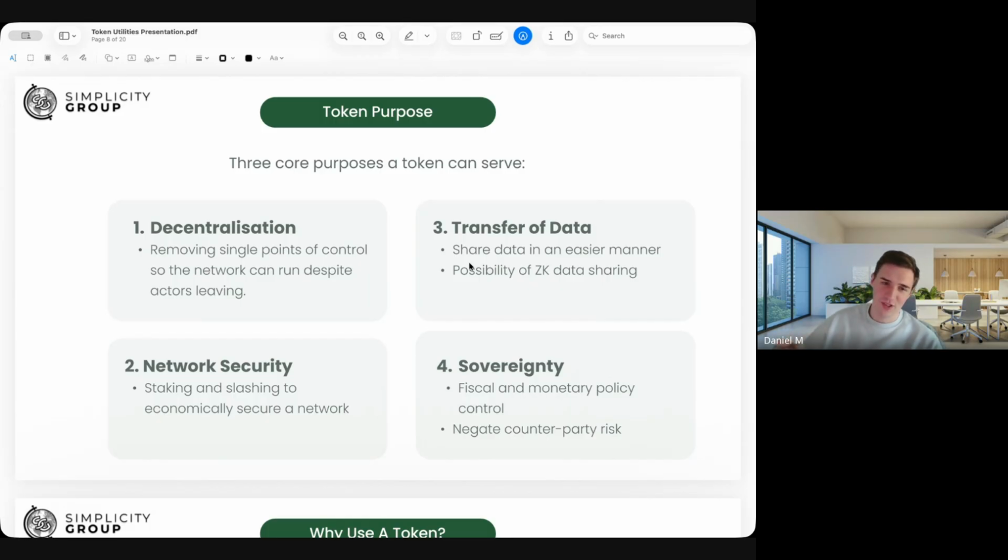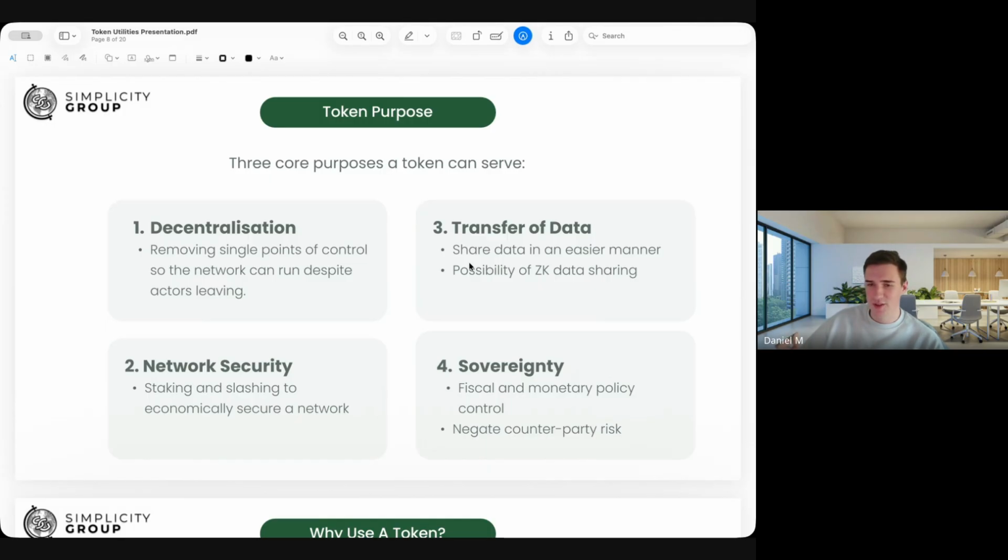We have network security, which is economic security. So if you have a network of validators and nodes, you have staking and slashing, and you can economically secure the network. Now, this sort of falls under decentralization, and I think a better way to put it would be 1B rather than 2, hence the 3 core purposes. Next, transfer of data. As we said, a token can store data. Well, you can also have the purpose of transferring that data, especially with the rise and growth of ZK or zero knowledge. Again, it's a useful case for a token.